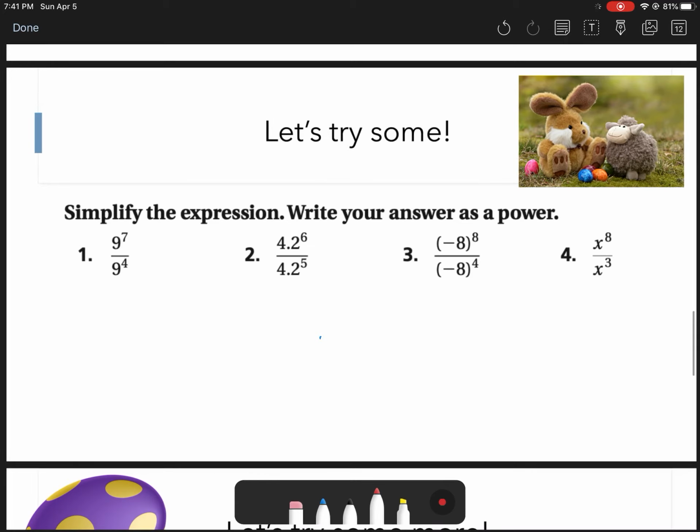Okay, let's take a look at some more examples here. We have n to the 7th divided by n to the 4th. All we need to do is subtract the exponents, and we get n to the 3rd power. Number 2, 4.2 to the 1st power. Number 3, -8 to the 4th power. Number 4, x to the 5th power.